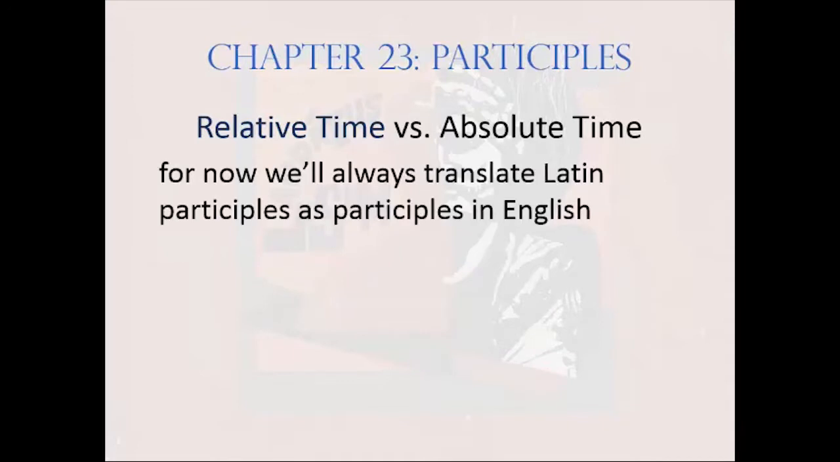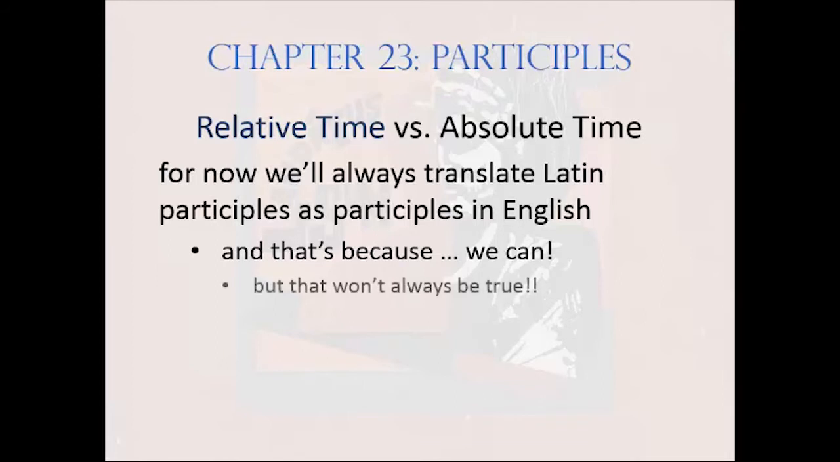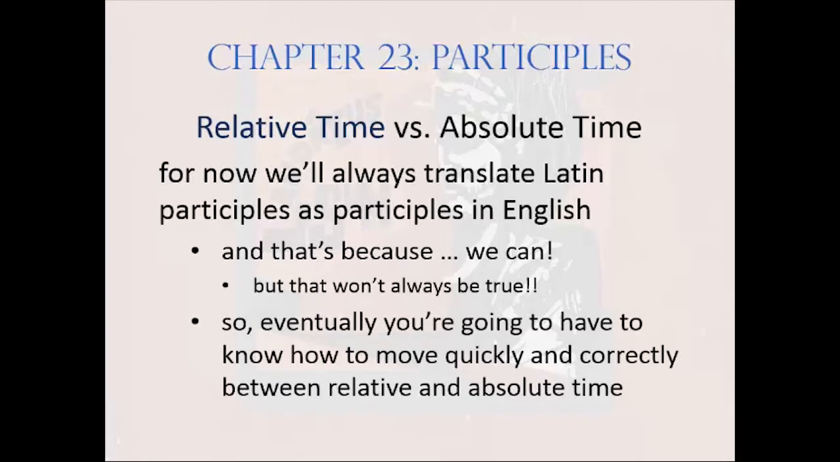As we noted before, we'll always translate Latin participles with English participles for the moment. Why? Because we can. But that won't always be true, as we'll soon see. So you're eventually going to have to learn how to jump quickly and correctly between relative and absolute time verb forms. If you can master this now, you'll make your life much easier in the future.